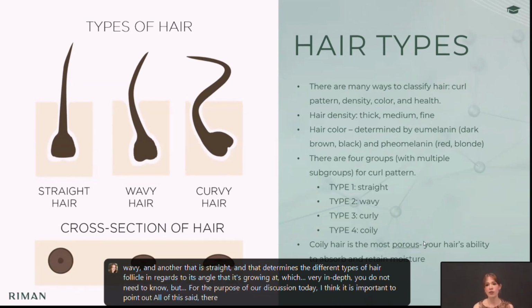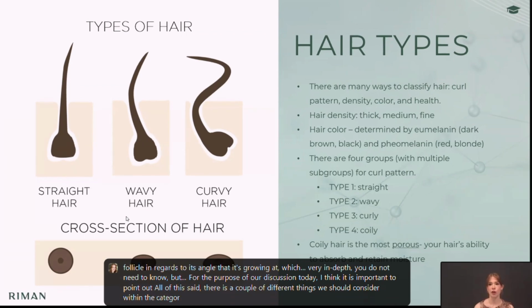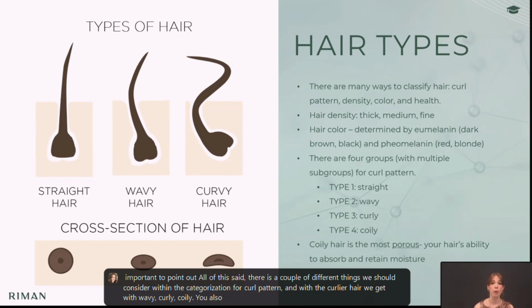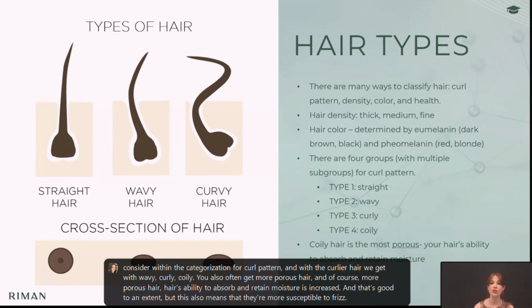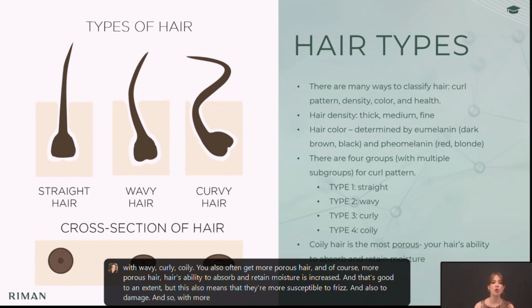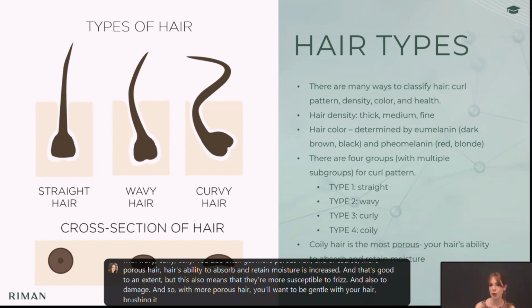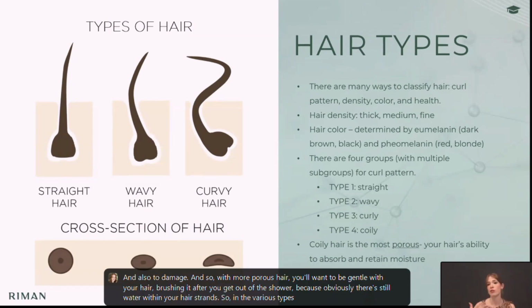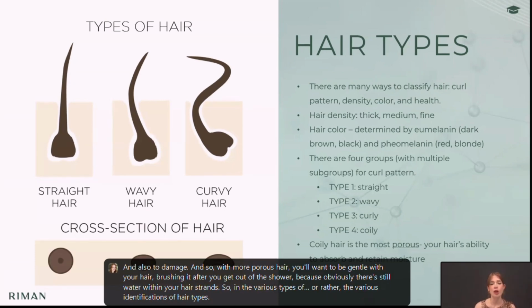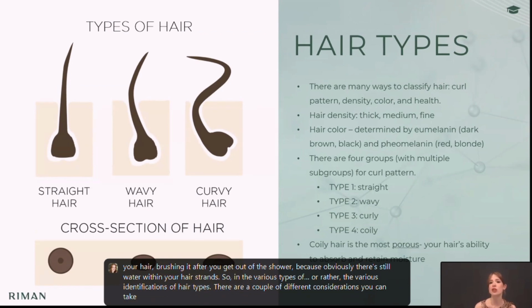All of this said, there are a couple of different things we should consider within the categorization for curl pattern. And with the curlier hair we get, with wavy, curly, coily, you also often get more porous hair. And of course, more porous hair's ability to absorb and retain moisture is increased. And that's good to an extent, but this also means that they're more susceptible to frizz and also to damage. And so with more porous hair, you'll want to be gentle with your hair, brushing it after you get out of the shower, because obviously there's still water within your hair strands. So in the various identifications of hair types, there are a couple of different considerations you can take in educating yourself for your ultimate hair care routine.